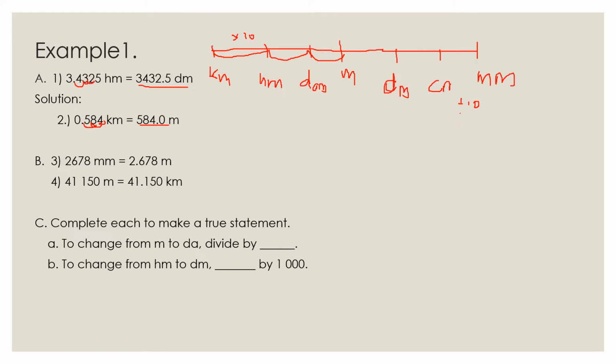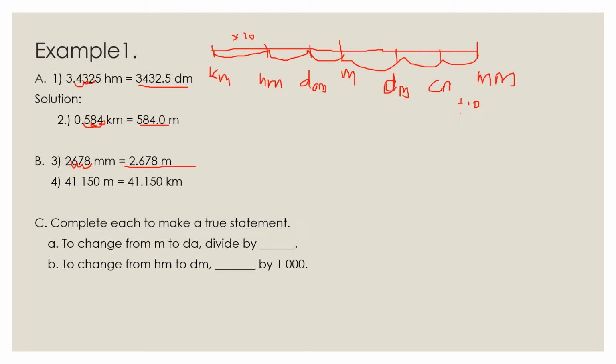Alright? Now, we have here 2,678. So, from smaller, from here, we will need to divide, no? So, 1, 2, 3. So, that's why, when we assume, or actually, when it's a whole number, the decimal is at the very end. So, 1, 2, 3. That's why we get this answer.